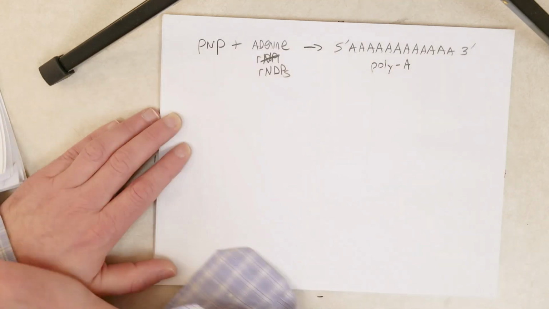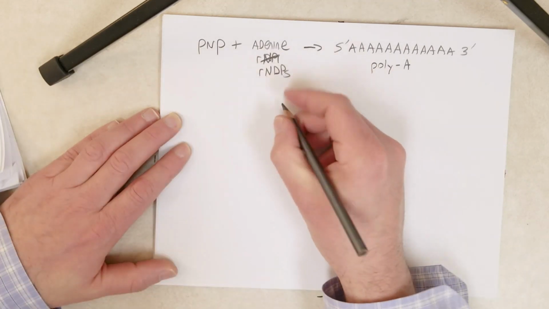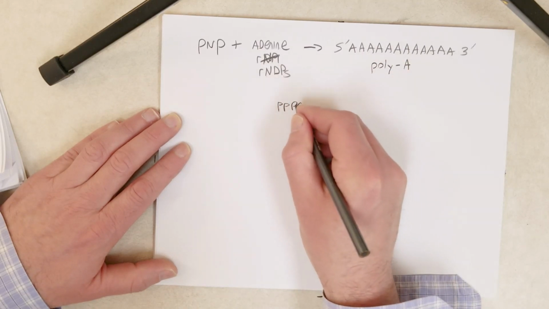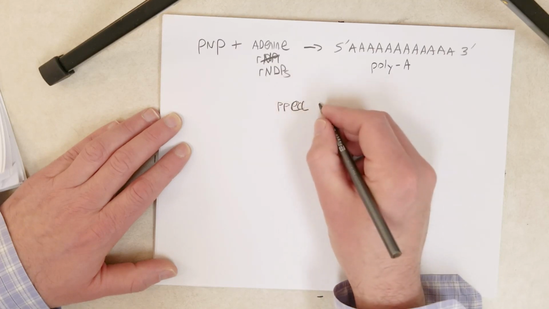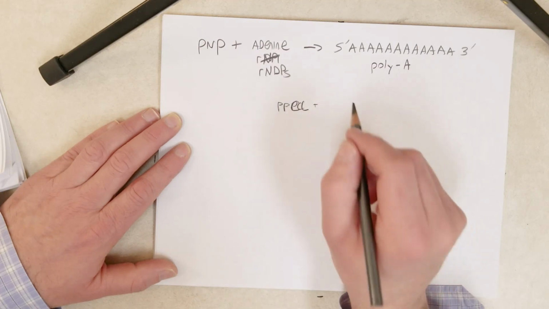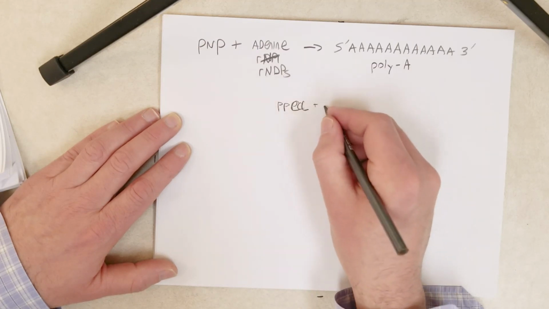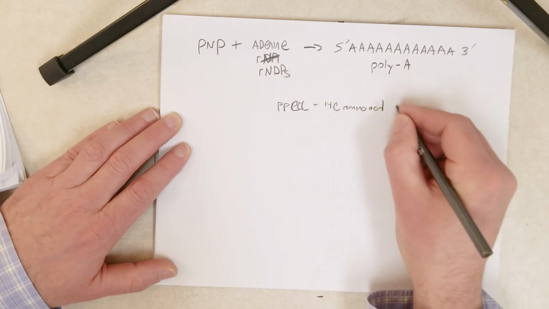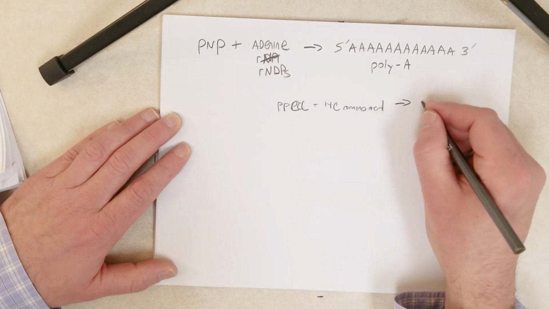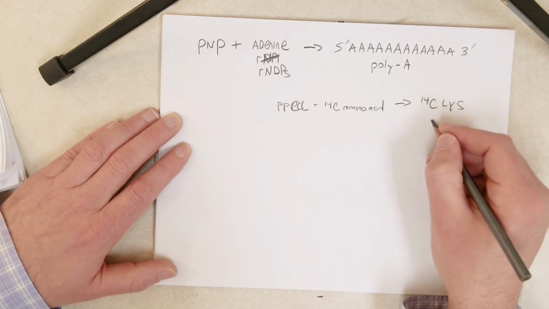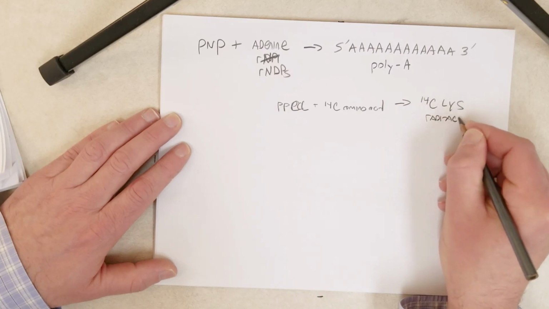And when they do the experiment with poly-A, what is the experiment? Adding poly-A to PPCl, protein-producing cell lysate, with each of the amino acids radioactively labeled 1 at a time, so 20 different reactions, 14C amino acid. What they found was that only the 14C lysine resulted in a radioactive protein.